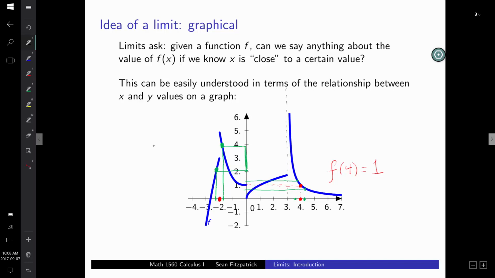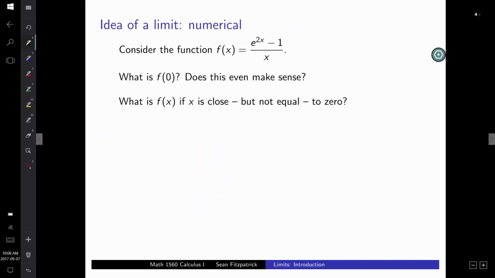So we can think about limits graphically. We can also think about limits numerically. We could think about a function like this: f of x equals (e to the 2x minus 1) all divided by x, right? We're interested in the values of this function, the sorts of outputs that we can get from a given input. And you say, okay, what can I get out of this?